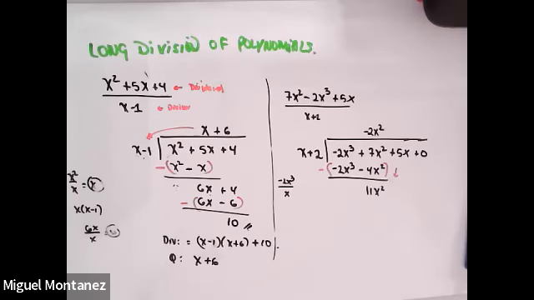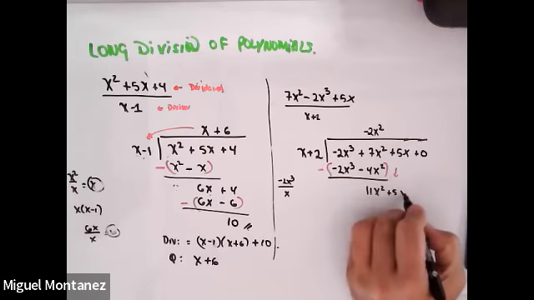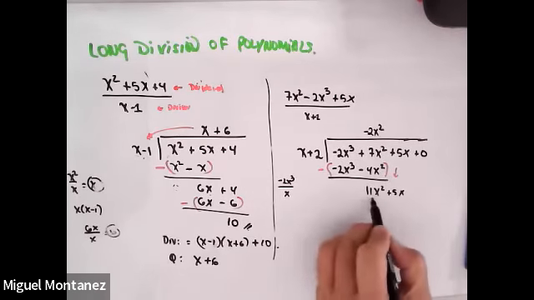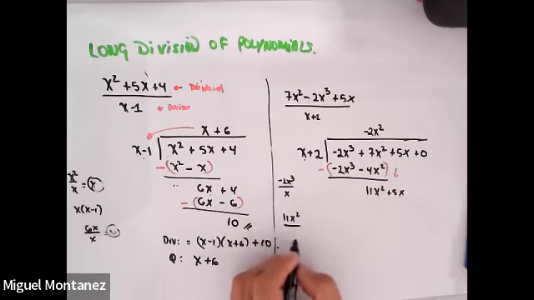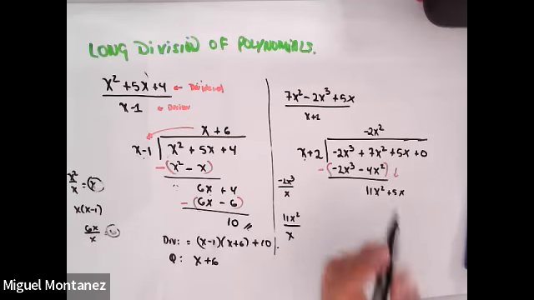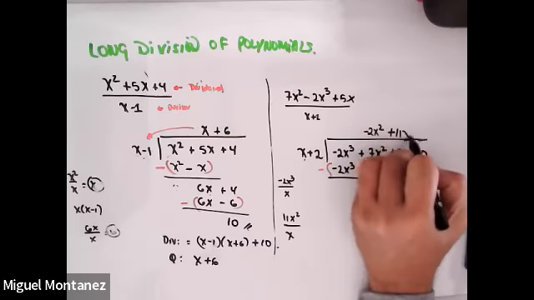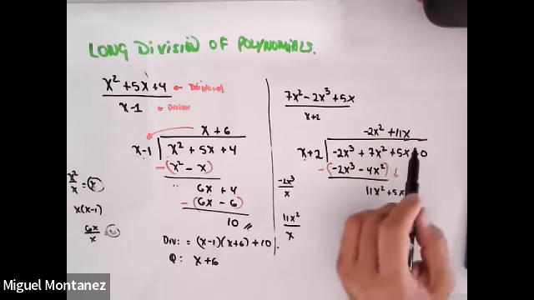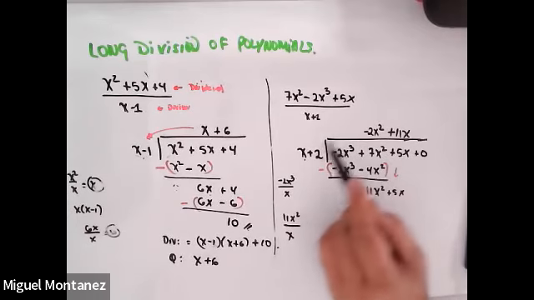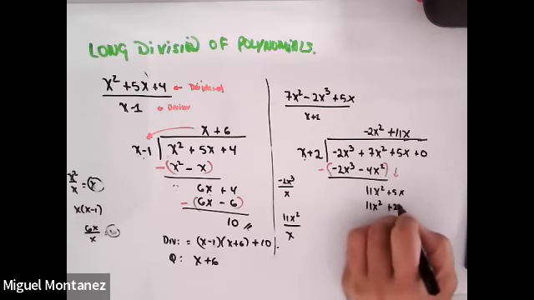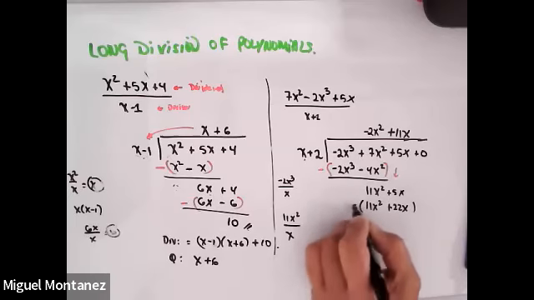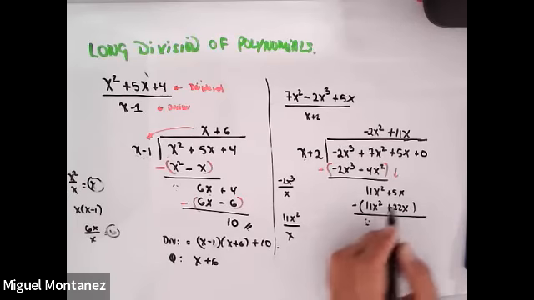We drop the 5x and we proceed. Lead term 11x squared, divided by x, the lead term over there, of course, will be 11x. That's my next term here, plus 11x. And hopefully you got it already. You proceed to multiply: 11x squared plus 22x. And now we subtract. It will be 0.